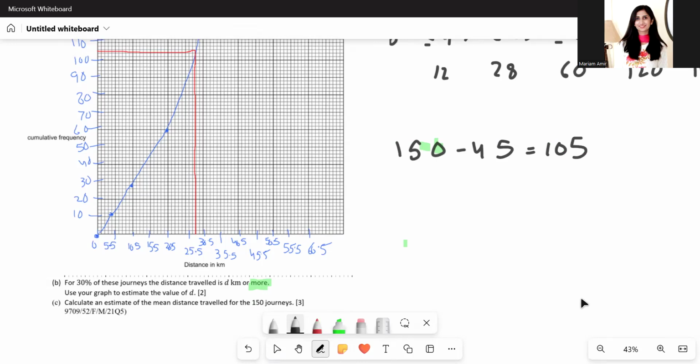Now 105 is the y-axis value. From this, look at the red line. Read 105 on the y-axis and then read the corresponding x value of the curve that you get there. So I am roughly getting 27. So 27 or 27.5 would be the correct answer, whatever you're getting according to your own curve. So I'm writing 27 here.